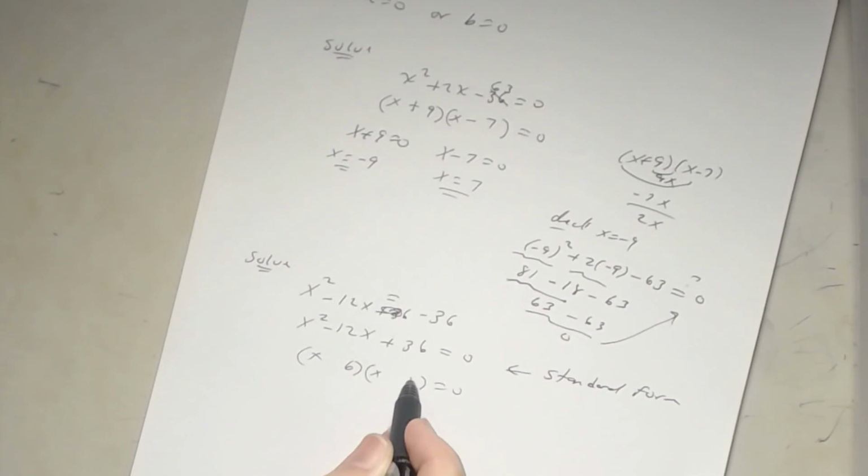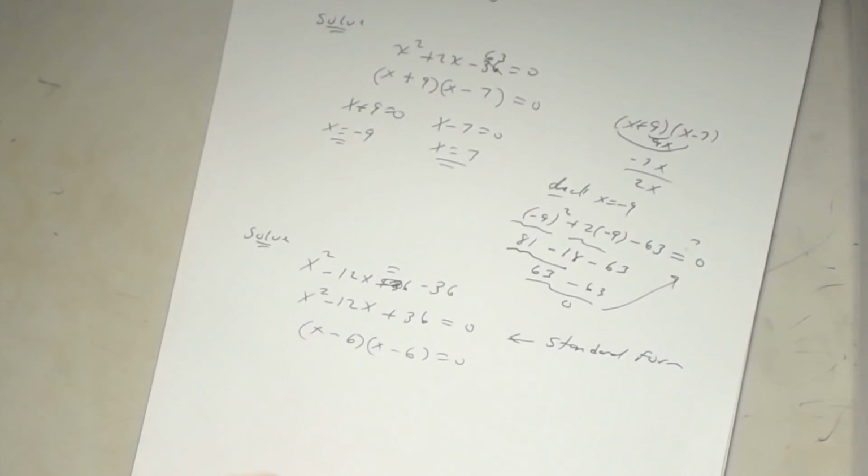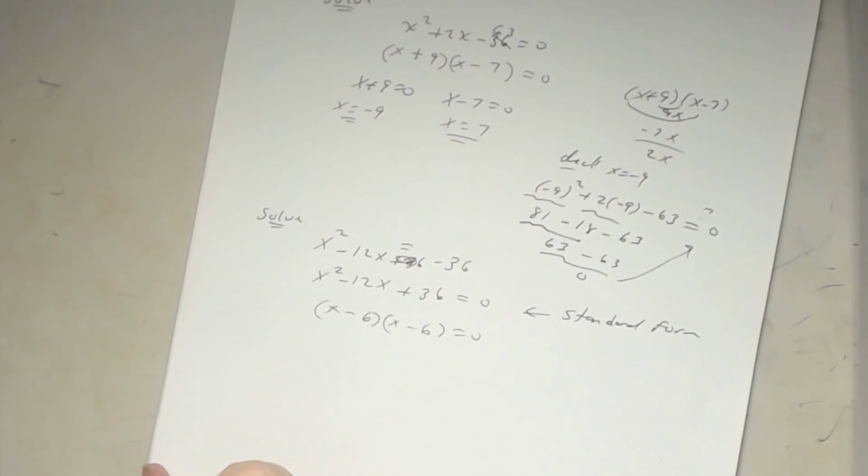And 6 and 6. Okay. And it's got to be a negative. All right. Now, what's the next step? Zero factor. So I'm using the zero factor property. So I said each factor equals 0.